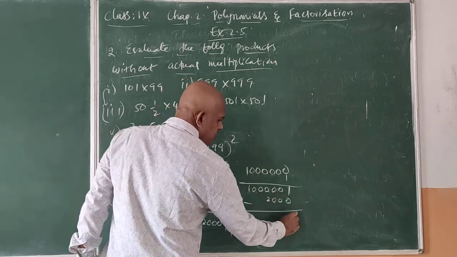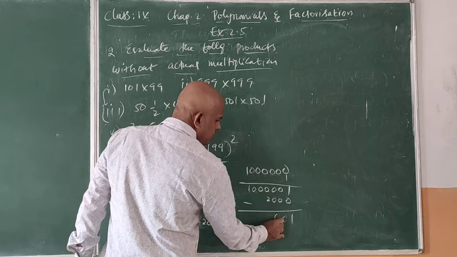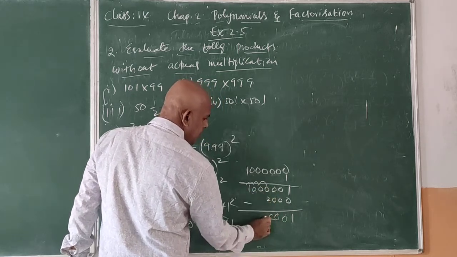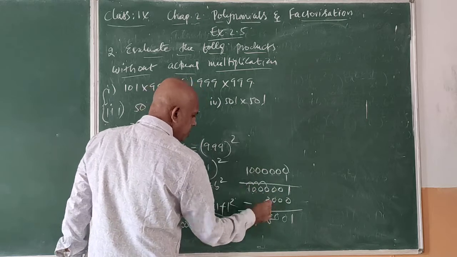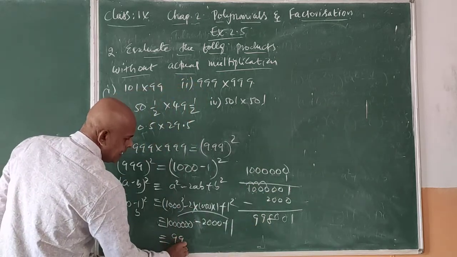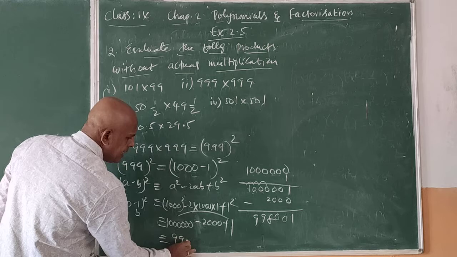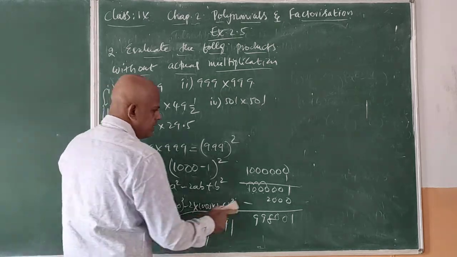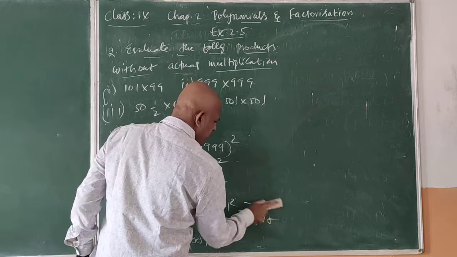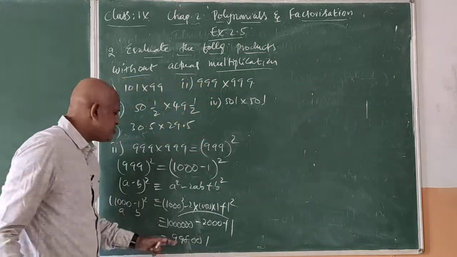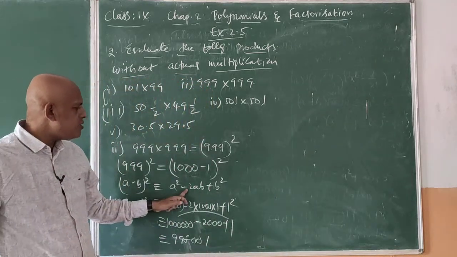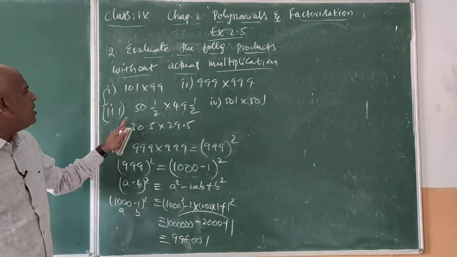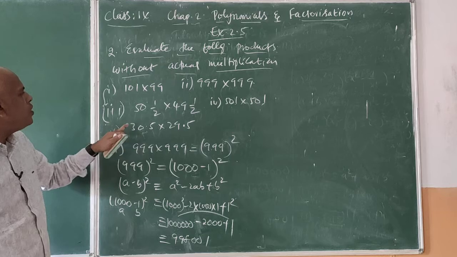So 1 minus 0, 1, 0, 0; borrow. 10 minus 2 is 8. Here 9 remains, here 9. Sorry, borrow taken. So what do you get here? 9 lakhs, 98,000 and 1. 9 lakhs, 98,000 and 1. So this is the calculation. You should be very particular about the calculation here. I made a mistake here: it should have been minus, so this value should have been subtracted.